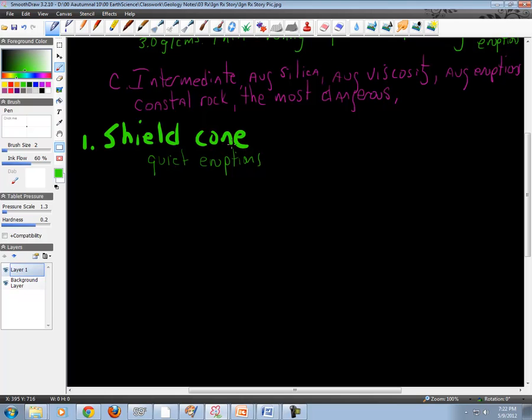They tend to have that runny lava. They tend to have an incredibly wide base because this lava can run so far. They tend to have a very gentle slope. Examples of these are like the Hawaiian Islands.